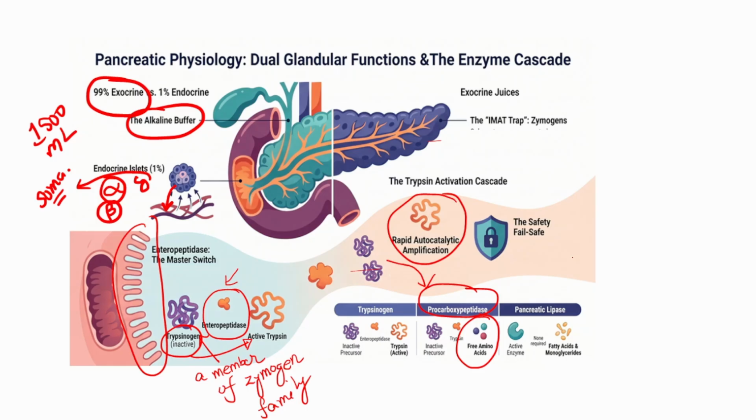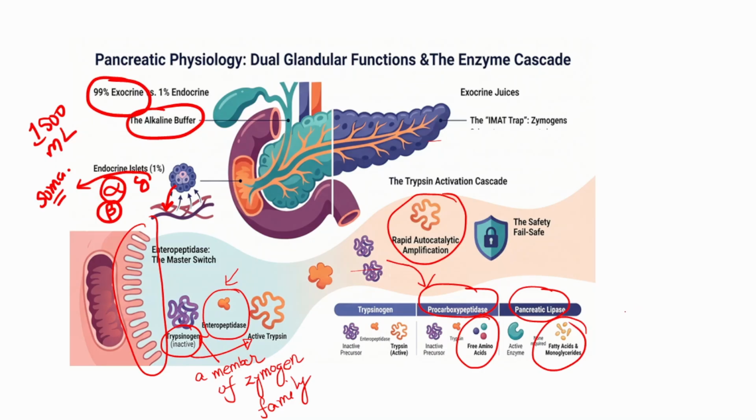In contrast, if we look at pancreatic lipase, this pancreatic lipase is classified as an active enzyme that requires none of these steps, and this lipase breaks down lipids directly into fatty acids and monoglycerides alongside pancreatic amylase.